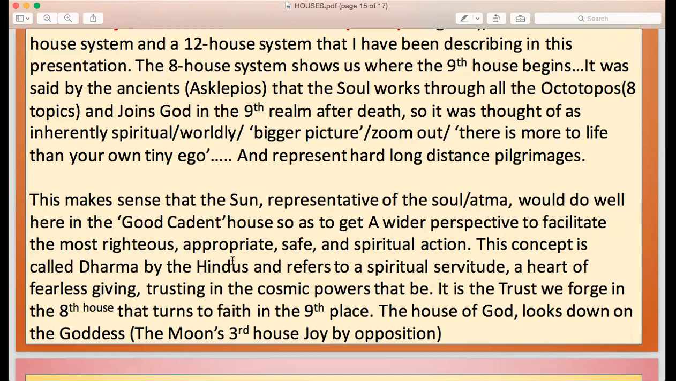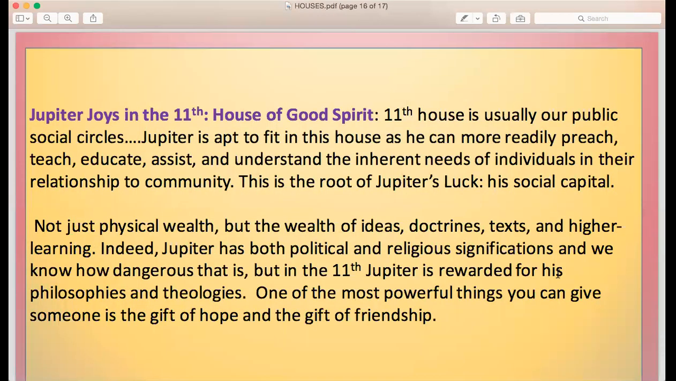So yeah, the Hindus call it the house of dharma, service, charity, trusting in the cosmic powers that be. Not trusting, more faith, right? Trust would be 8th house. All right, I say that even here. We forge in the 8th house and it turns to faith. Easy, so easy. Jupiter joys in the 11th.